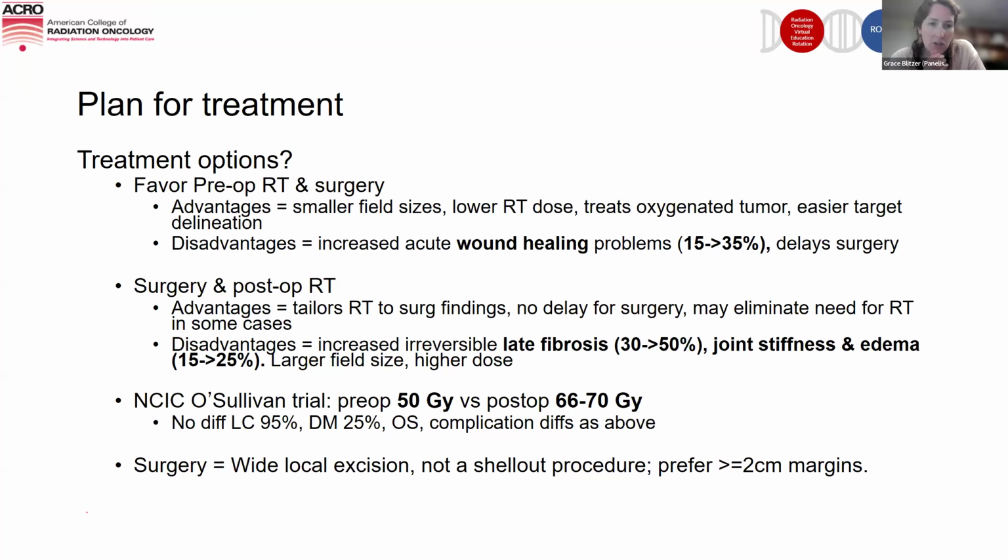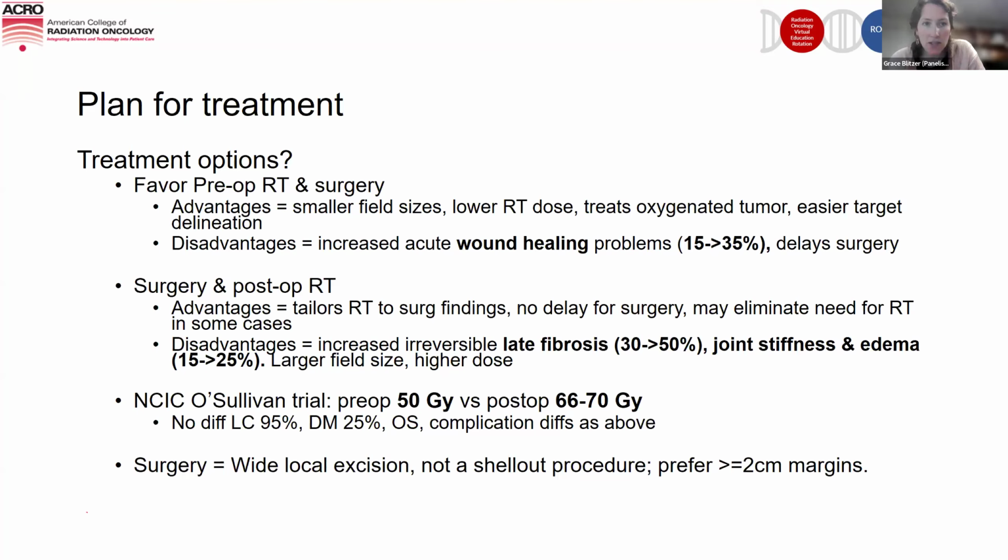So thinking about surgery and adjuvant or postoperative radiation, the advantage is you know what you're getting into. We've done that surgery and we can know exactly what type. Every once in a while, right, your biopsy is not concordant with the final path. You might know where the positive margin is or other things. There's no delay for surgery.